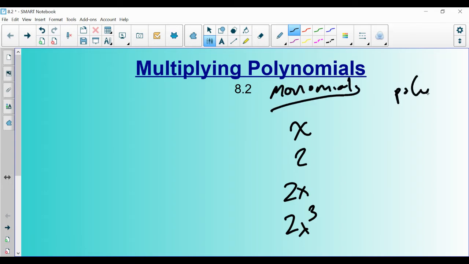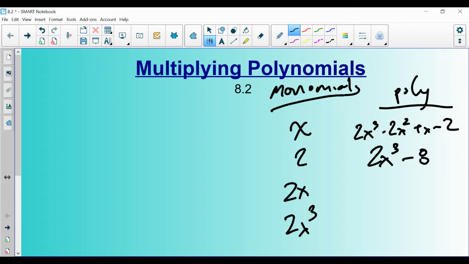and a polynomial is one or more of these things being connected using addition or subtraction. So a polynomial would be something like 2x cubed minus 2x squared plus x minus 2. This would be an example of a polynomial written in standard form because the exponents are decreasing. We could also just have something like 2x cubed minus 8, or even something like negative 8, which is considered a polynomial because negative 8 is a number. And remember, a polynomial is one monomial or more than one monomial being added or subtracted.